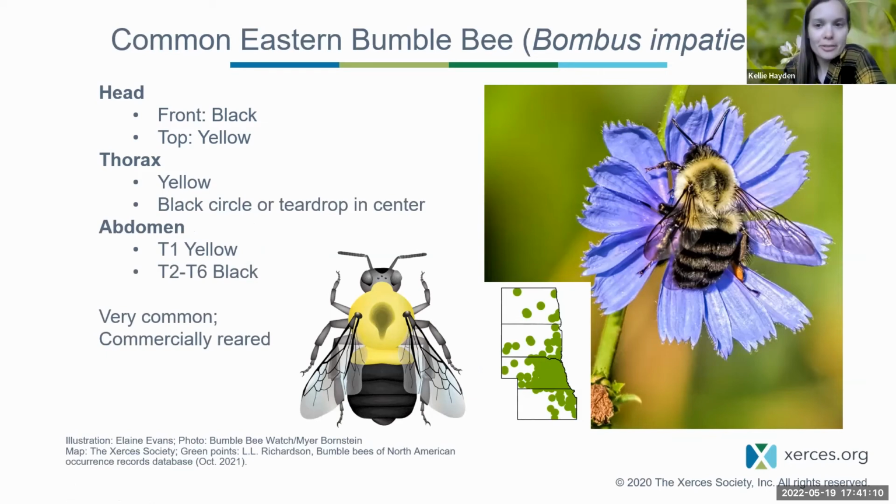Okay, so I'm starting with the common eastern bumblebee. This is a very common species. This is the first one I learned. It's pretty simple. The front of the head is black, top is yellow. The thorax is yellow with a black circle or teardrop in the center. And then the abdomen has T1 as yellow, and then the rest of the abdomen is black. This is one of the species that is commercially reared. And sometimes those domestic bumblebees, they do escape sometimes.